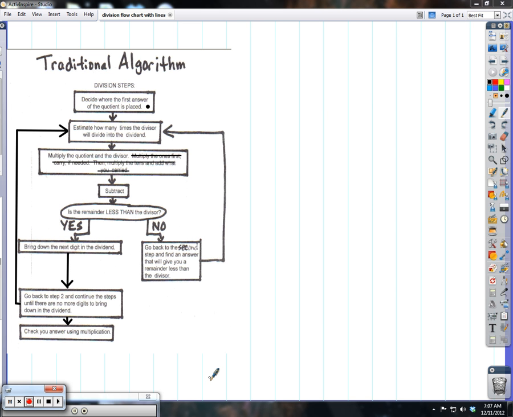Today's video is going to go over how to do the traditional or the standard division algorithm with whole numbers. So I am going to take just the problem. Let's do 546 divided by 4.